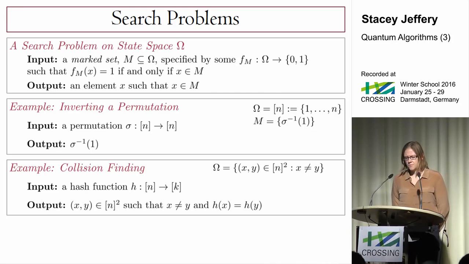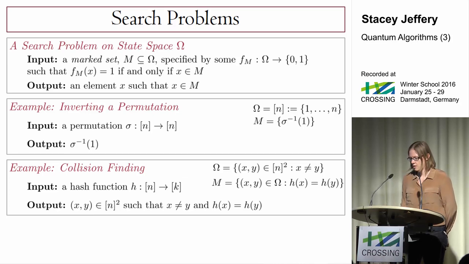So our search space is all of the pairs of unique elements, and the marked set is just the set of such pairs xy such that h of x equals h of y. Notice that the marked set has many things in it, so there are many possible valid outputs for this problem. And just to be very explicit, we can look at an example.